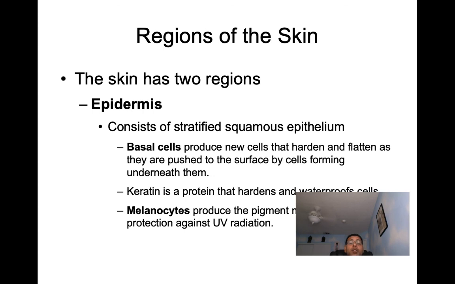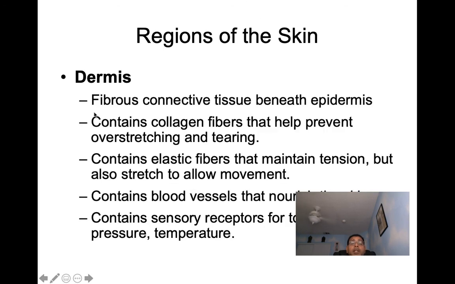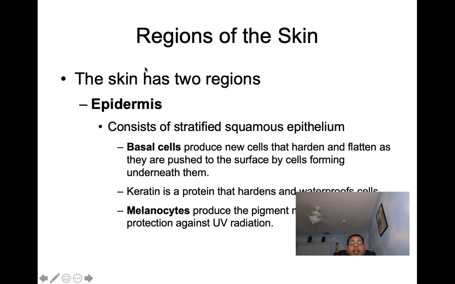Now, our skin has two main regions to it. You can see it's got first the epidermis, second region is the dermis. The epidermis is the more superficial layer of the two, and it's going to consist of stratified squamous epithelium, as we talked about before. When we talk about this layer, we'll see we have basal cells there that are going to be producing new cells that harden and flatten as they're pushed up to the surface by cells that are forming underneath them.